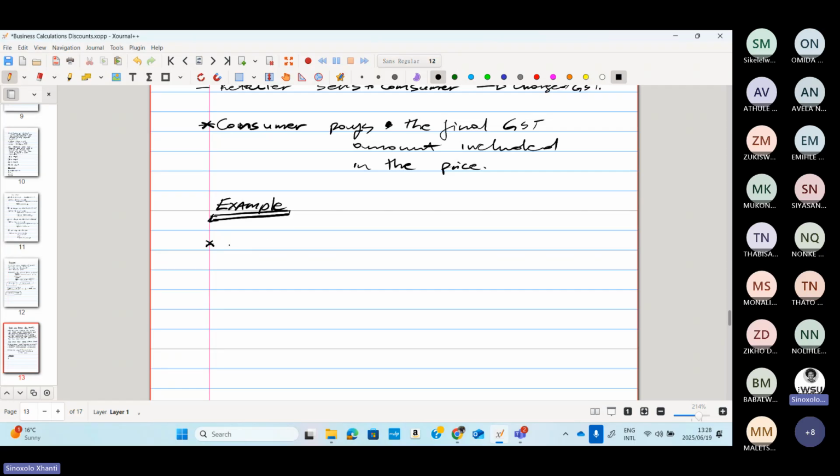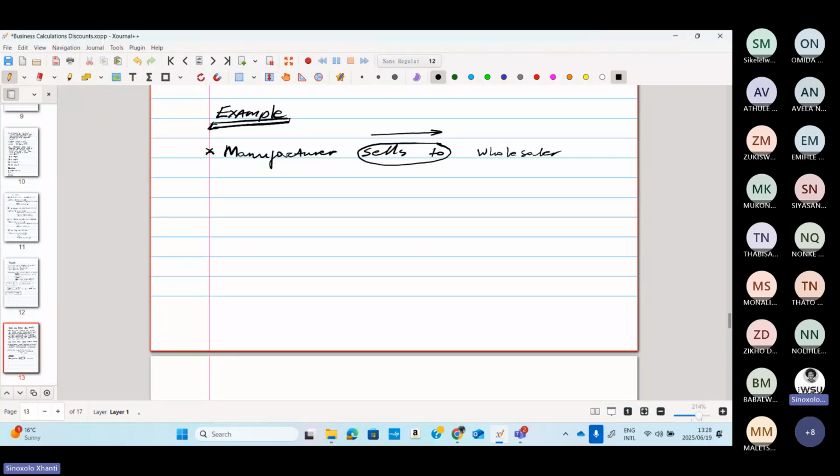So this example is going to say this. You have a manufacturer, right? And this manufacturer sells to a wholesaler. Just to minimize writing too much, instead of writing 'sells to', I'm just going to use an arrow. I mean that it sells to by that arrow as we continue in this example.